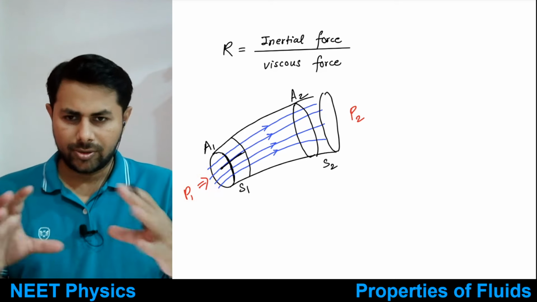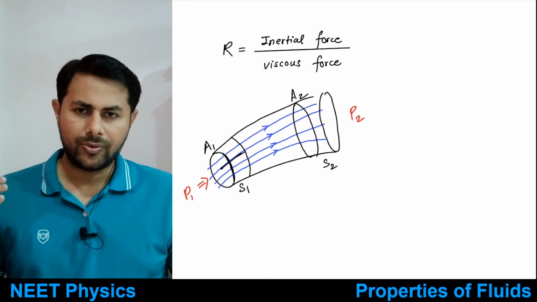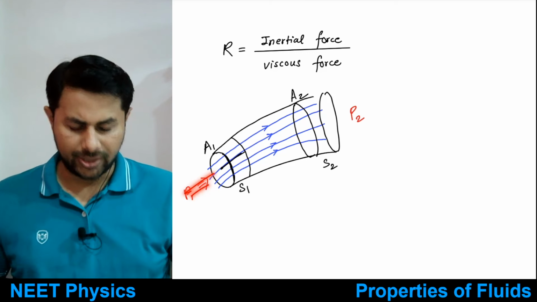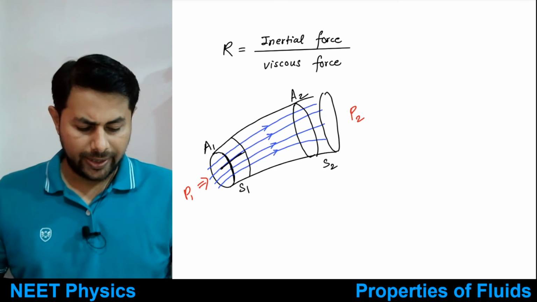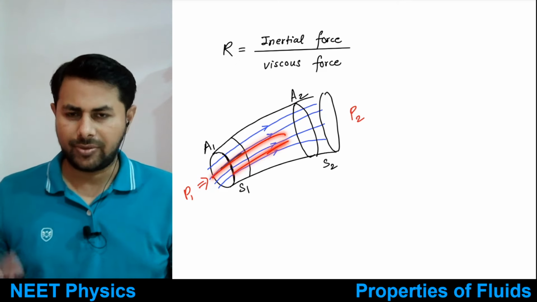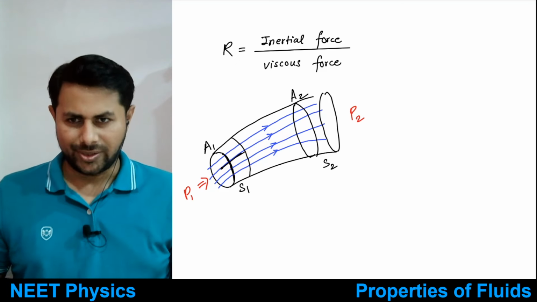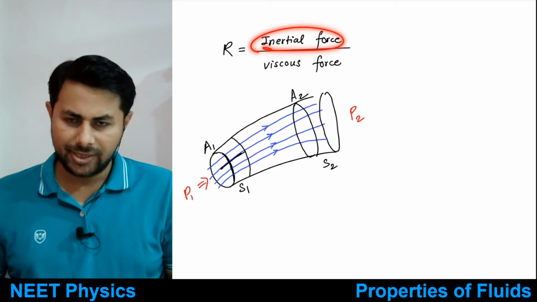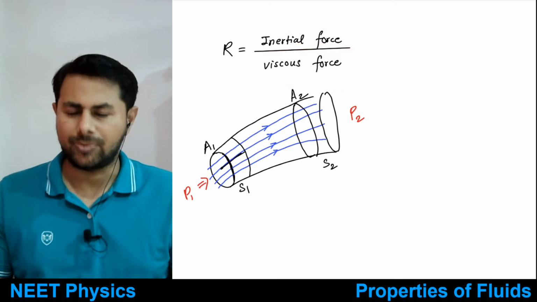So if there is more pressure difference, then the fluid will flow with more velocity. If there is more pressure difference, that means the fluid will flow with higher velocity, and that's why it might give rise to what? It might give rise to turbulence. What opposes that? So this gives rise to turbulence, and what opposes that is the viscous force.